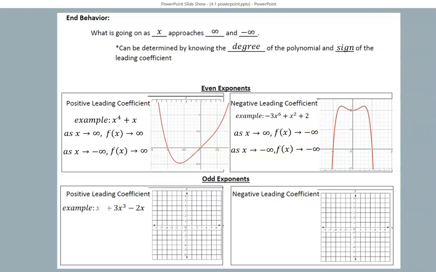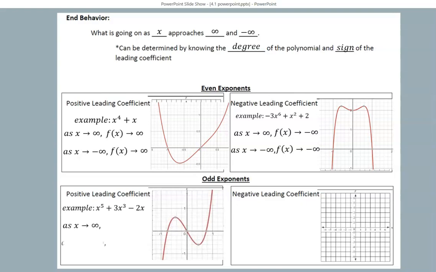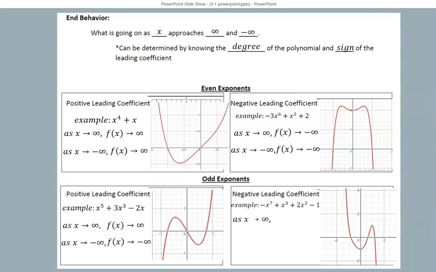Now, the odds are pretty much the same concept. It's just that these ones have the opposite directions on them. So I'm just throwing these up there in case you need to pause the video. But what you're seeing over here is, again, if your leading coefficient is positive, same as this one, your right side should be going up. If your leading coefficient is negative, your right side is going down. But because the degree is odd, they're opposites. So you always kind of determine the right-hand side first, and then you go left-hand side.